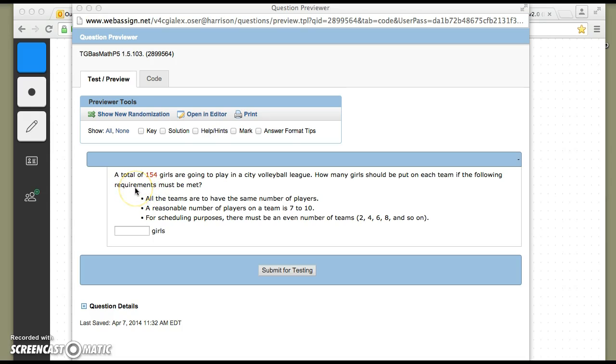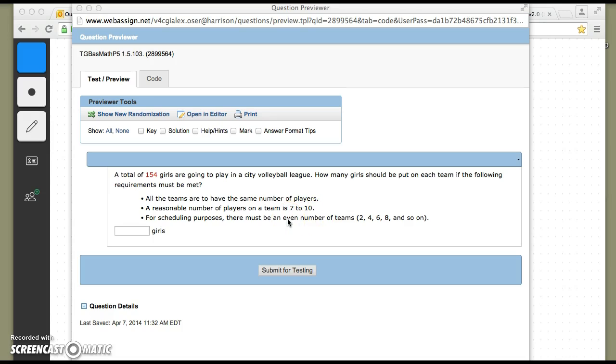Alright, so this is problem number 35 on the homework. It says that there are a total of 154 girls that are going to be playing in a city volleyball league. How many girls should be put onto each team if the following requirements must be met? All of the teams are to have the same number of players. A reasonable number of players on a team is considered to be 7 to 10. And for scheduling purposes, there must be an even number of teams. So 2, 4, 6, 8, and so on and so forth.